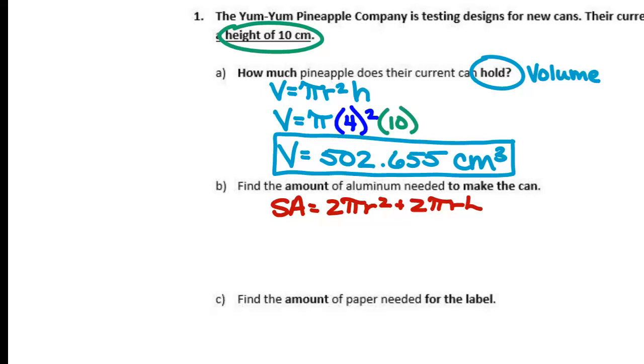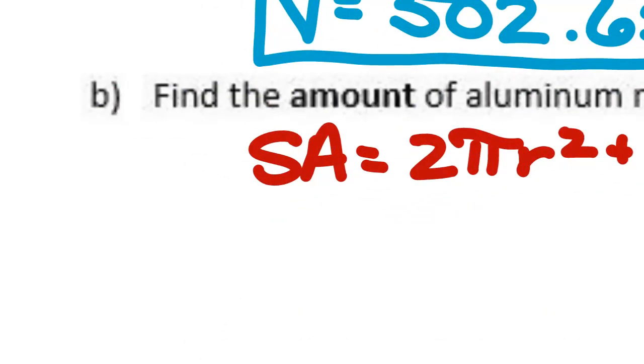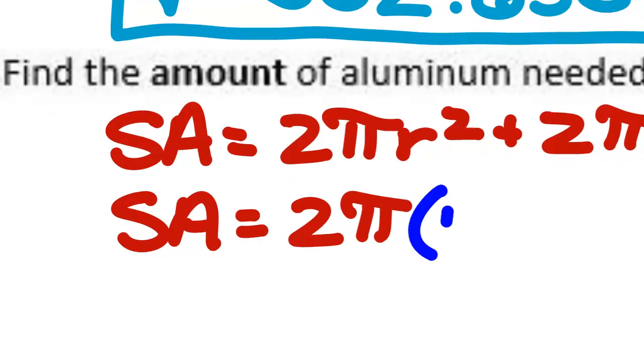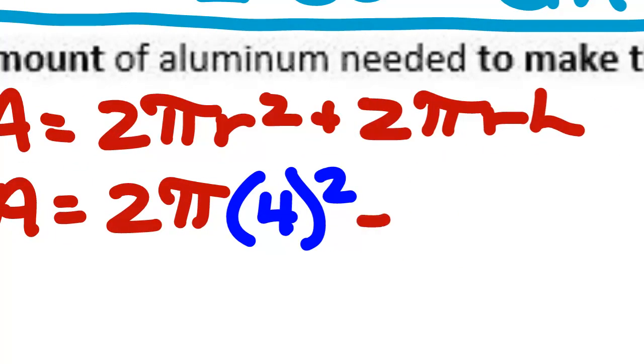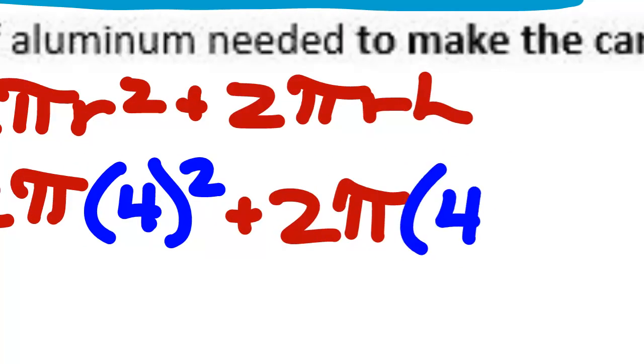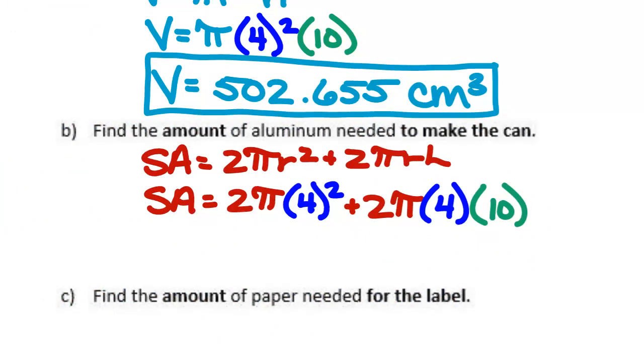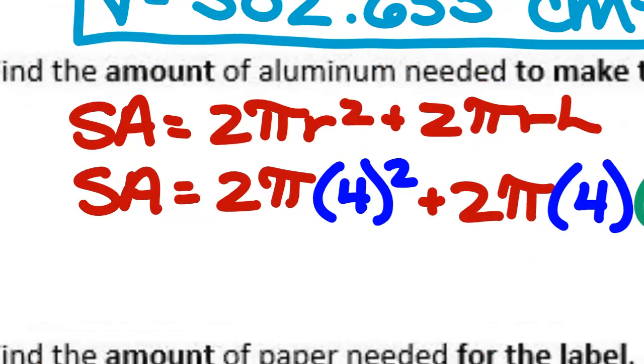Do we have everything we need to sub in and find our surface area? Yes. So 2 pi times my radius of 4 squared plus 2 pi times the radius of 4 times the height of 10. Let's do it a piece at a time. What is the area of the two bases? 2 pi times 4 squared.